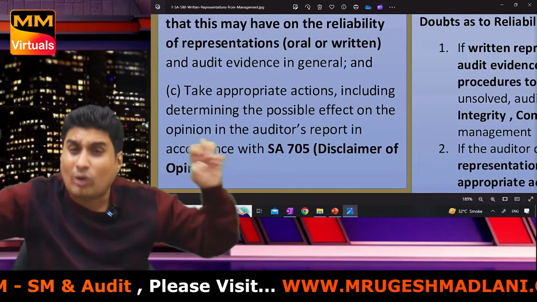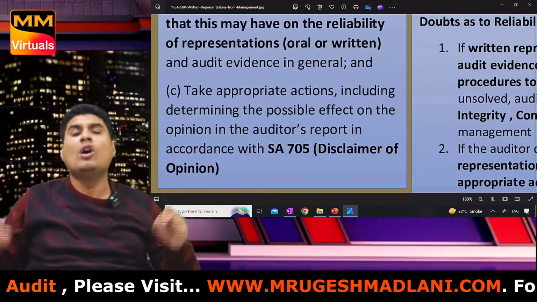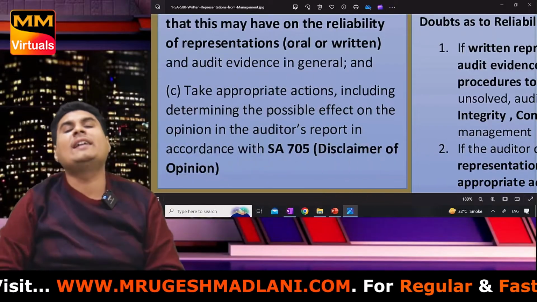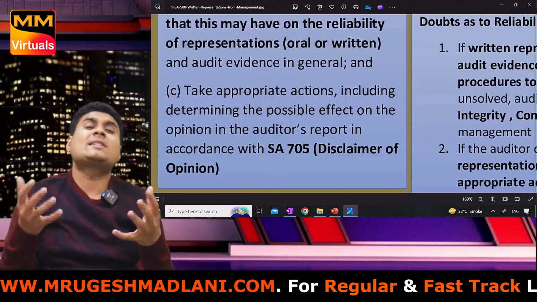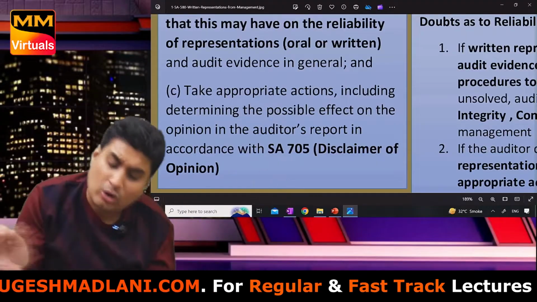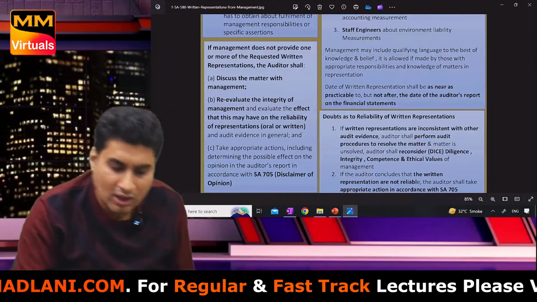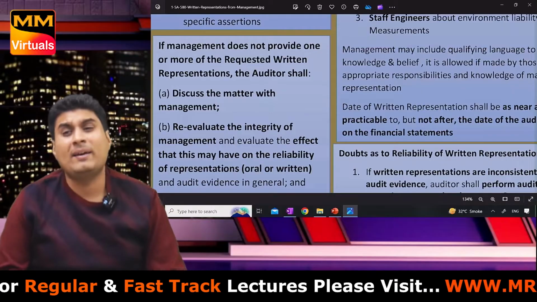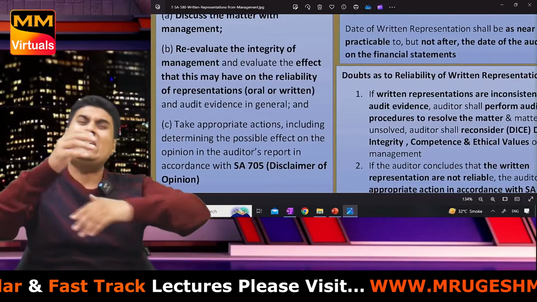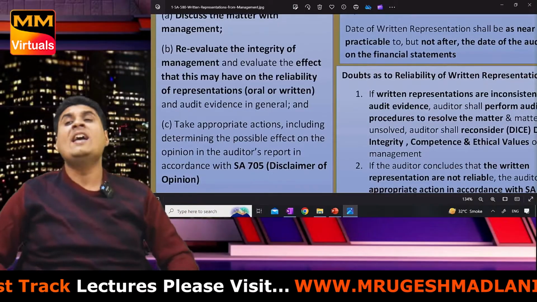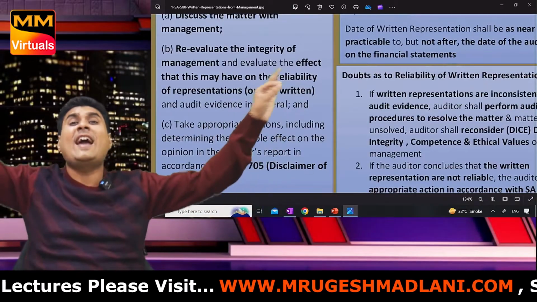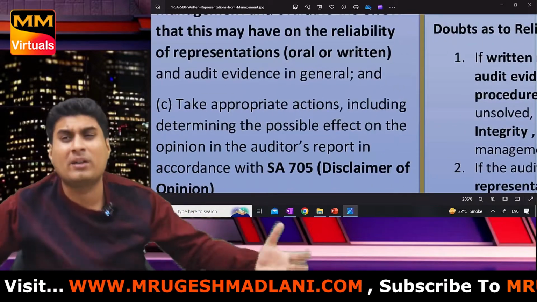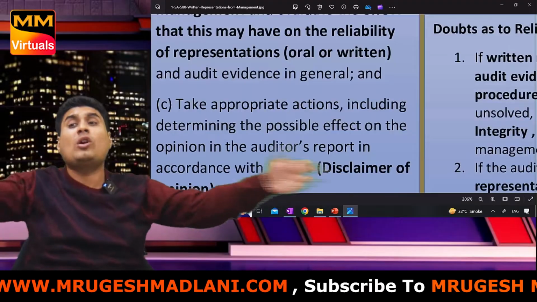If you don't get audit evidence by other means also, you can give a disclaimer report. Why? Because for all the accounts you are not getting evidence, not just one. You feel the mistakes could be material and pervasive because they are not writing anything. Understood? So tell me here, if they don't give, what's the first thing? Discuss the matter with management. After discussing, re-evaluate the integrity of management and the effect this will have on audit evidence. And third, take appropriate action, including giving a disclaimer report. Why? Because for all accounts you are not getting evidence.